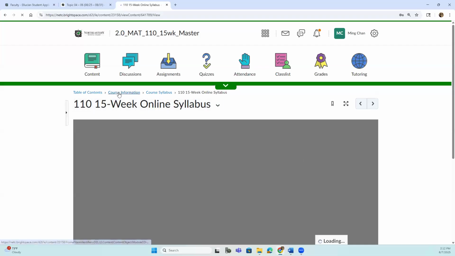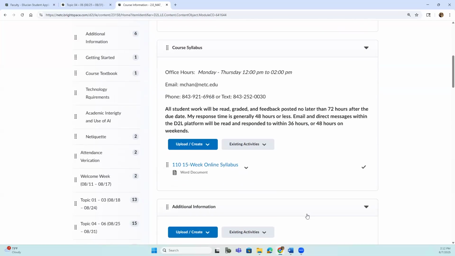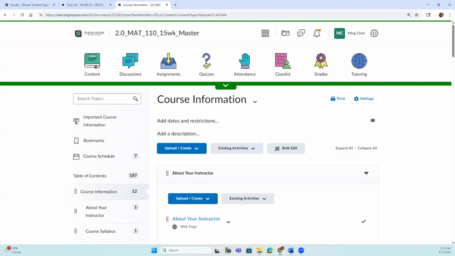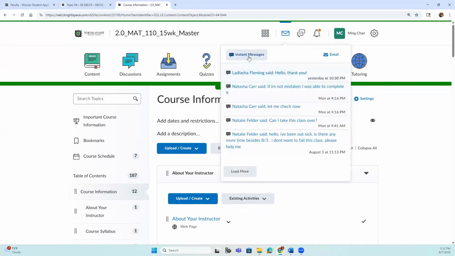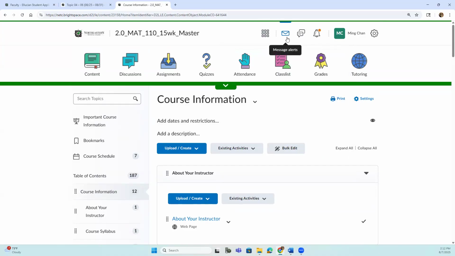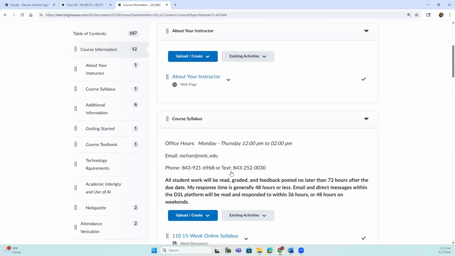All right. So our way of communication is actually through instant message. If you click on this envelope up here, you can email me or send me a direct message in D2L. When I reply to your email, you will need to go to your student NETC email, or we go by text message. So here is my number for text. I cannot call using this number. I can only text.